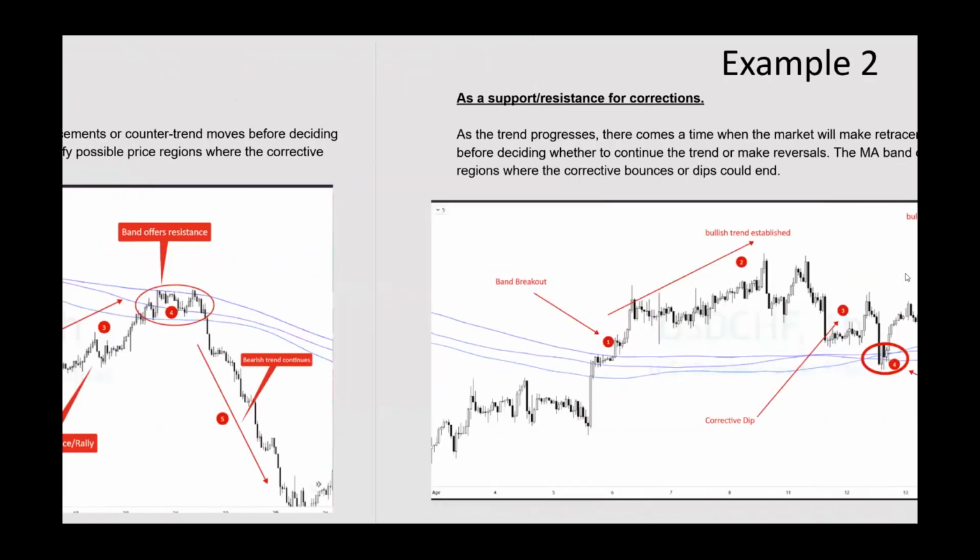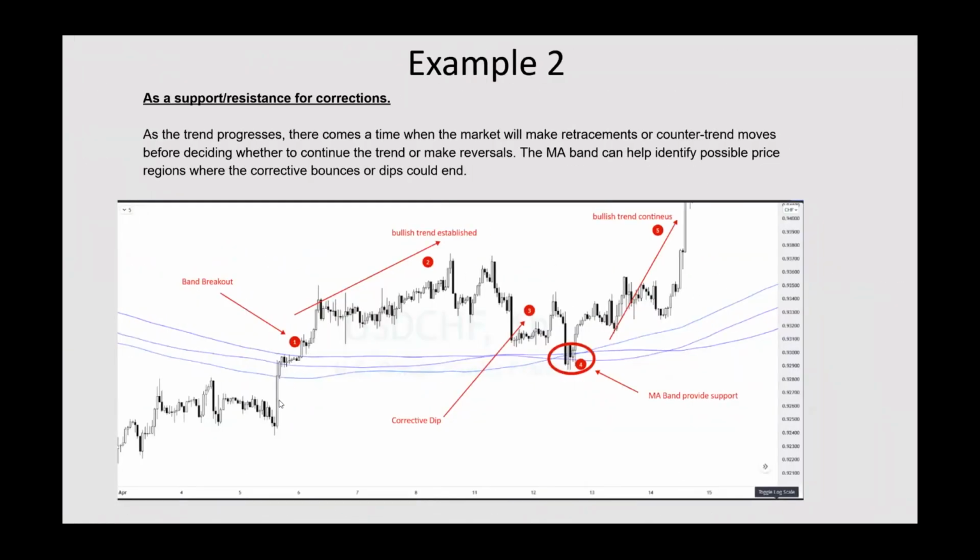All right. Another example here for the bullish market. So price breaks above the band. This is the first thing, the breakout. Then the bullish trend is established, which means we have several candles above the band, and then price makes a correction to the band and bounces off it, and that will be a bullish opportunity. So two things there: identify the trend after price breaks away from the band, and then the band serves as support when price makes a retracement or correction to it.